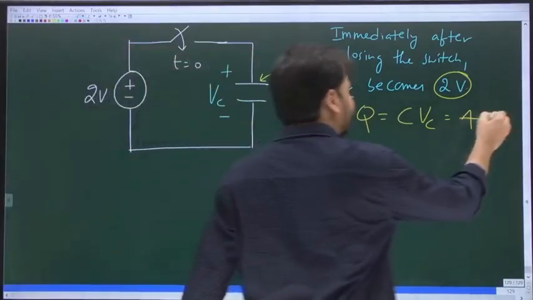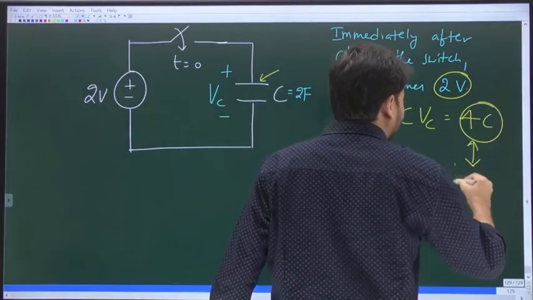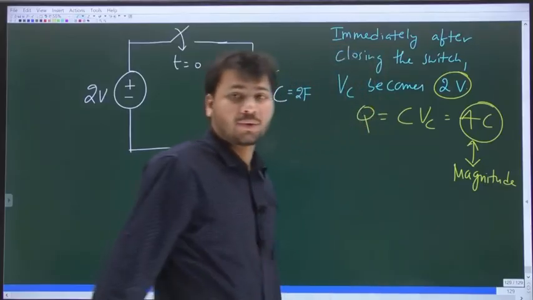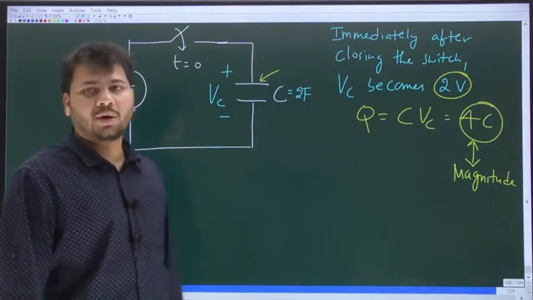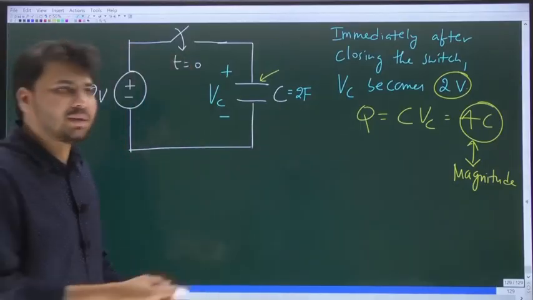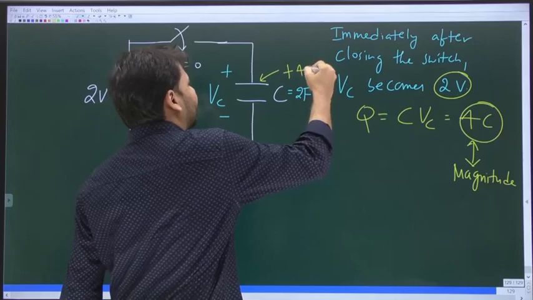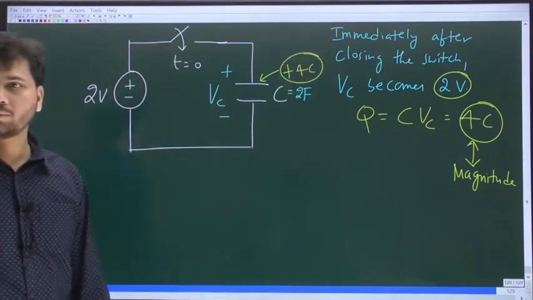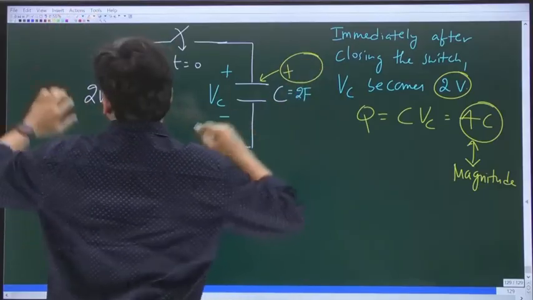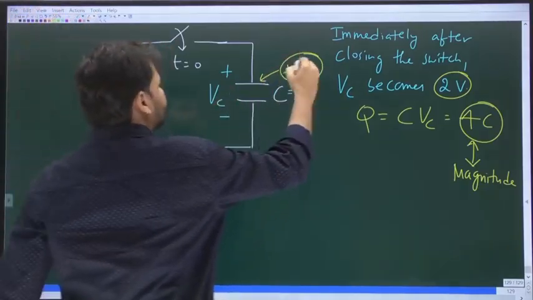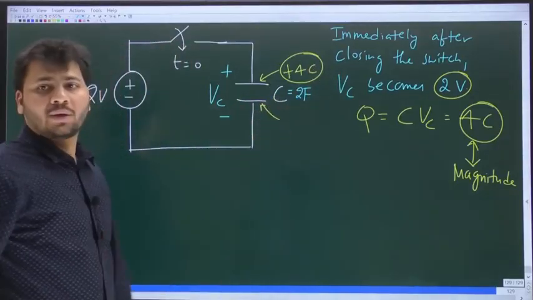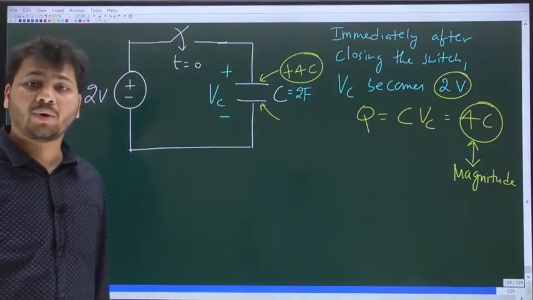Be clear that this 4 coulombs is actually the magnitude of the charge stored on each plate. So if you take the top plate, which is positive, what is the amount of charge stored on the top plate alone? Will it not be plus 4 coulombs? Let me write it cleanly. Plus 4 coulombs.